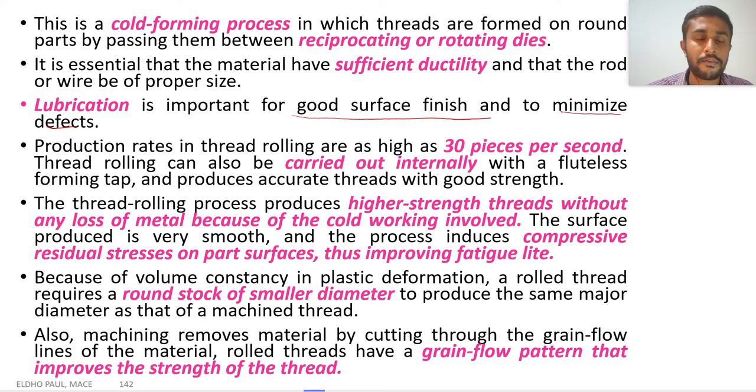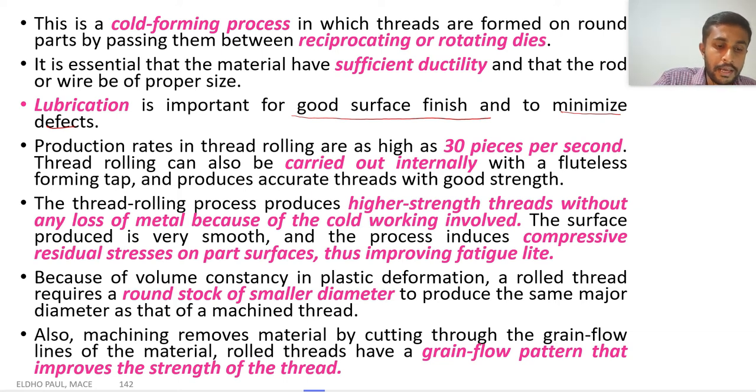Now, what is the reason for that? This is a cold rolling process. When we do cold rolling, there will be strain hardening. So we can increase the strength of the material by strain hardening. It's a metallurgical thing. So the threaded fasteners made using this thread rolling process have a very high strength compared to the machined threads. And another important factor is the compressive residual stress.